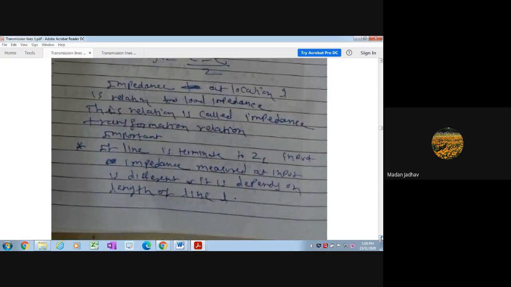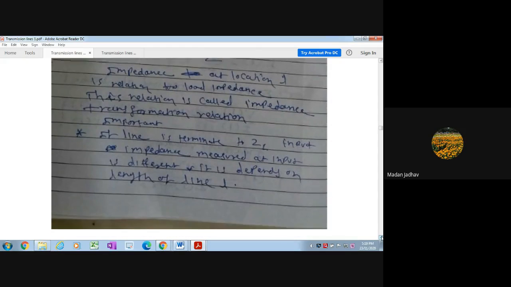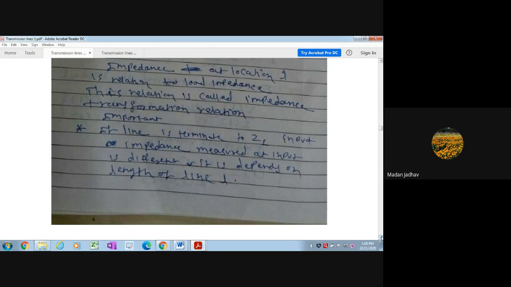Now if the line is terminated in ZL, the input impedance measured at the input is different, and it depends upon the length of the transmission line.